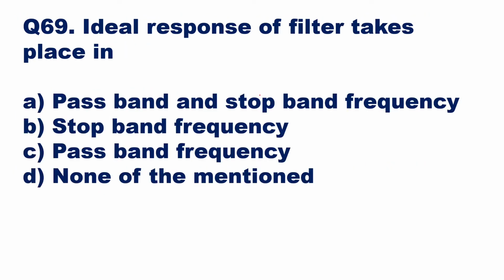Then we'll go to the next question, question number 69. Ideal response of a filter takes place in what? Ideal response of the filter means the output is existing. The output is having a proper gain. There is output voltage, and that can happen in pass band frequency. So when we say pass band frequency, whatever inputs you are applying, all those are passed in the pass band of the output. So the ideal response of filter takes place in option C, pass band frequency.